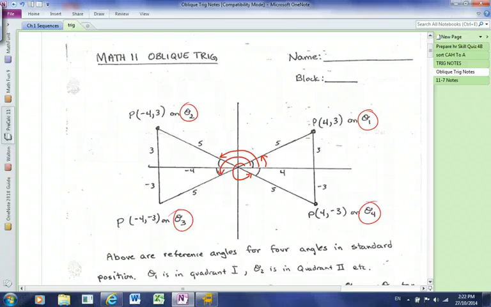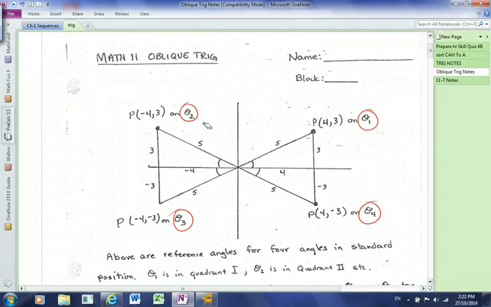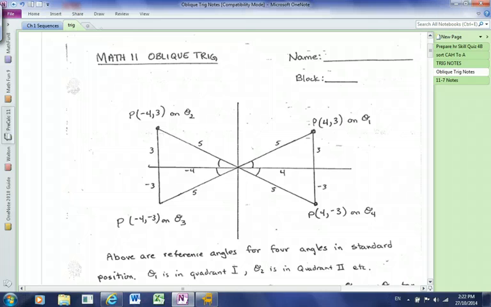standard positions, okay? So I'm going to erase those now. Those could have been on there, and later on we're actually going to draw them because we have to figure out what they are. Okay, but right now we're just going to be talking. We're going to use the reference angles. So each of these are reference angles, or theta r, as sometimes the book refers to them.